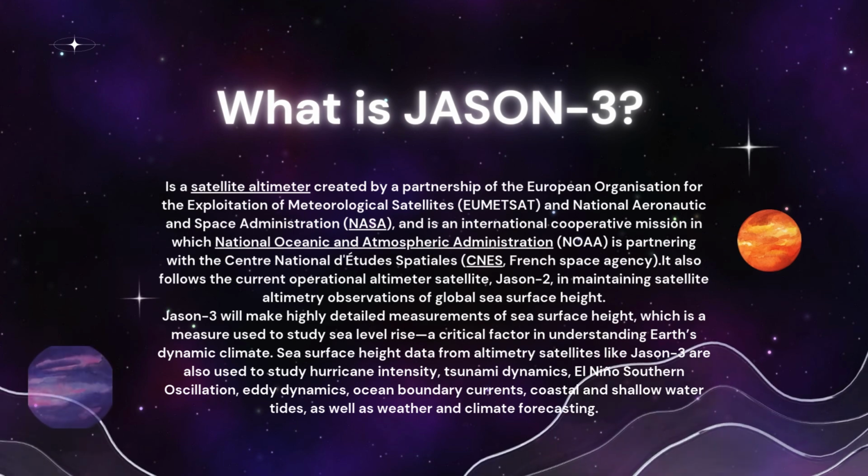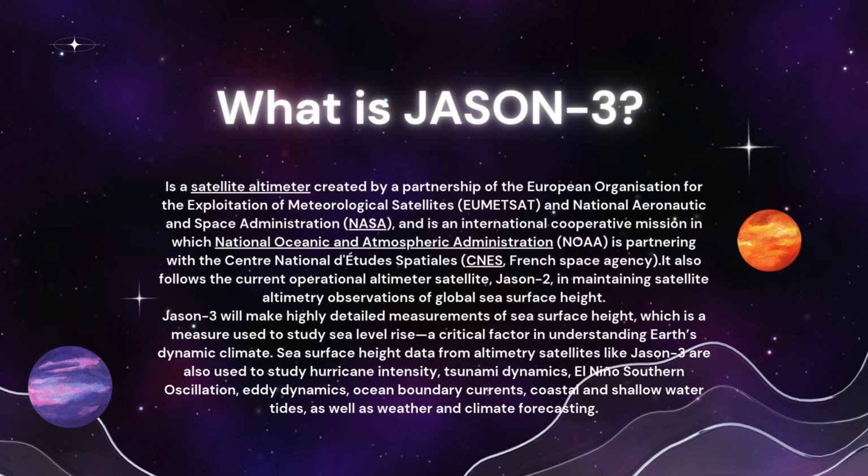Jason 3 is a satellite altimeter created by a partnership of the European Organization for the Exploitation of Meteorological Satellites and National Aeronautic and Space Administration, and is an international cooperative mission in which National Oceanic and Atmospheric Administration is partnering with CNES, which is a French space agency. It also follows the current operational altimeter satellite Jason 2 in maintaining satellite altimetry observations of global sea surface height.